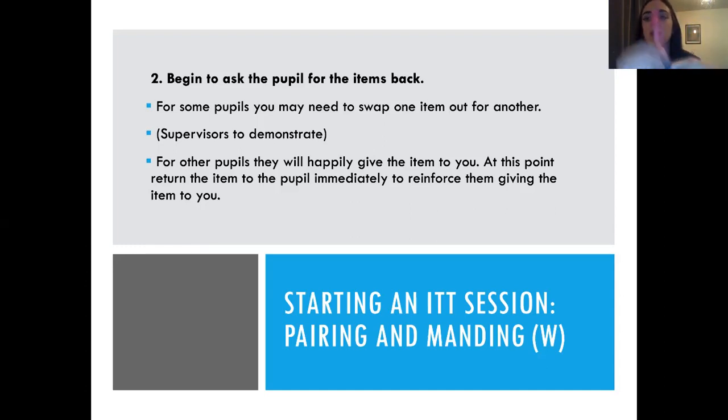So basically that means that the pupil is not left without reinforcement at the very beginning. So that might be necessary for some pupils. It also might not be necessary for other pupils. It might be that other pupils are going to happily give you the items, and at this point you're going to return the item to the pupil immediately to reinforce them giving the item to you. So in our second step, we ask the pupil for the items, but we give them straight back to them, because essentially what we want to do is reinforce that they're actually following our instructions, and we're just fading in our demands. We're placing really easy demands at the beginning.